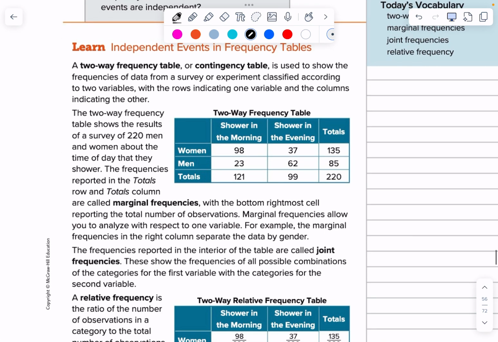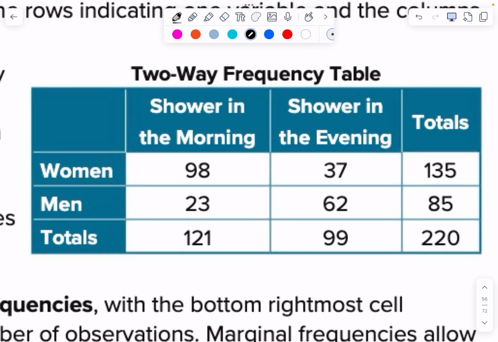Okay, here we go. They give us a table, and here's what we're talking about. We are talking about men versus women and showering in the morning and showering in the evening.